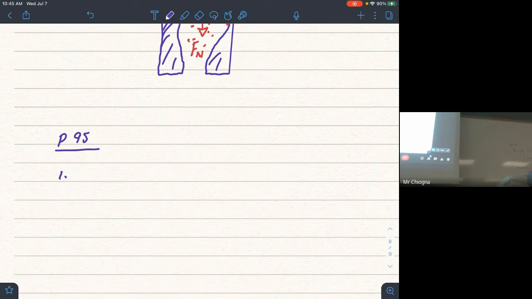So we have a force. It doesn't matter whether it's a force or displacement. We treat them the same way. We use arrows to represent the magnitude. The length of the arrow represents the magnitude, and the direction of the arrow represents the direction of the force, the vector.